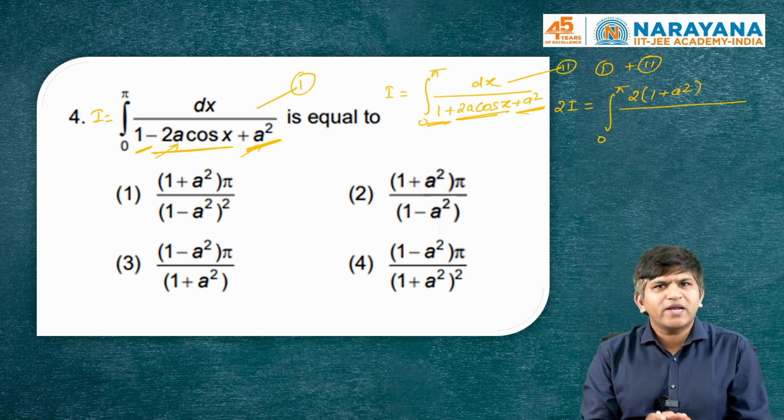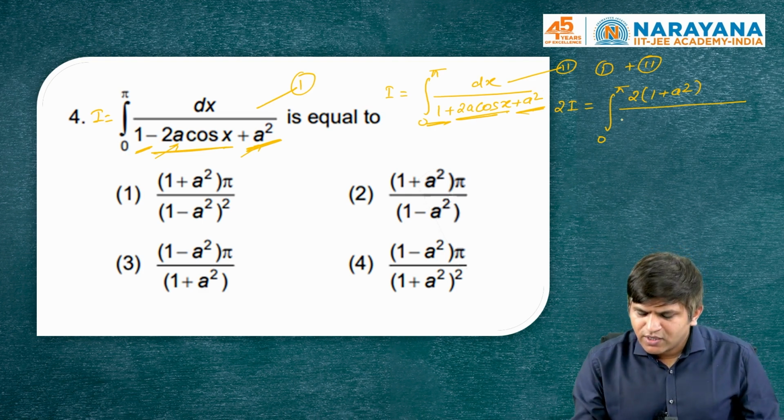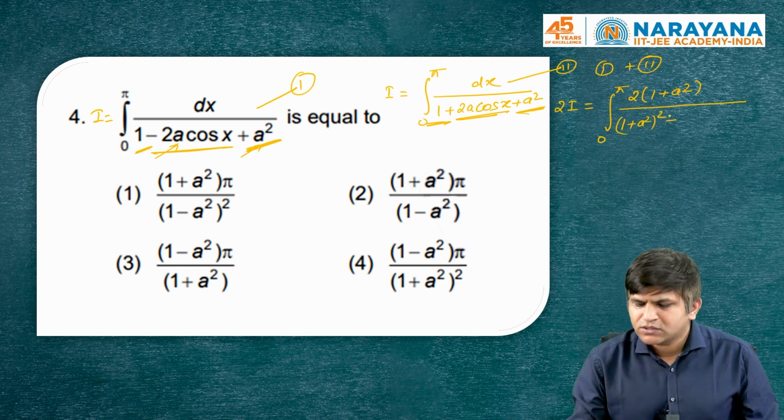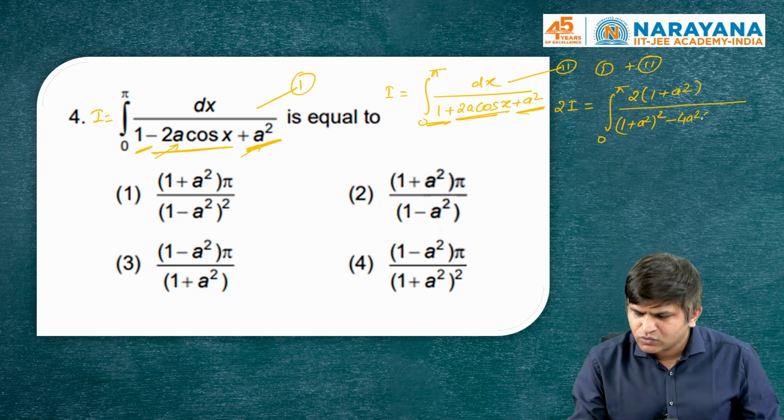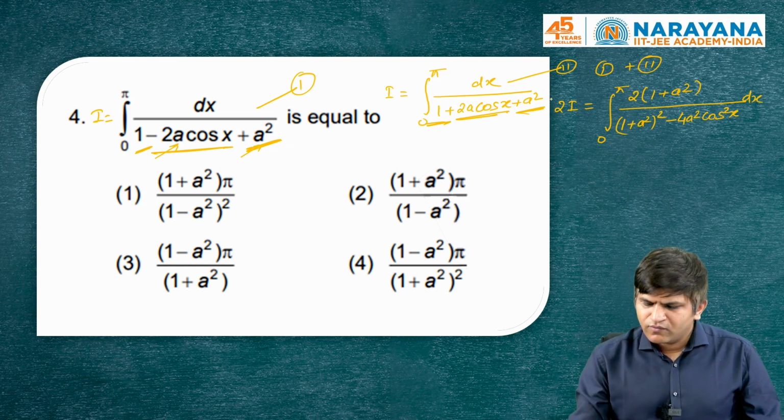So we can use the formula a square minus b square. So we can write it as 1 plus a square whole square minus 2a cos x whole square, that is 4a square cos square x dx, right? So now we can cancel this 2 with this 2.